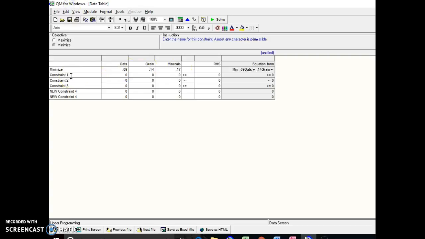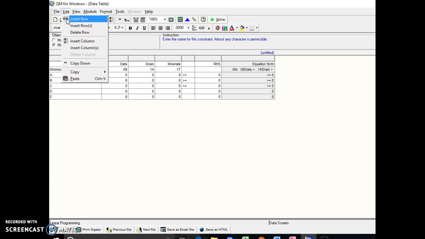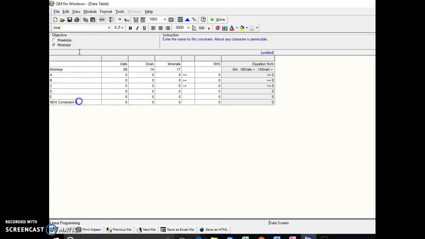Okay, let's go to the first constraint. Again, we're minimizing, so actually those constraints are A, let me just make this easy, B, C, D, and E, and we still need one more constraint. And the last constraint is that we have to have less than 6 pounds per feeding.